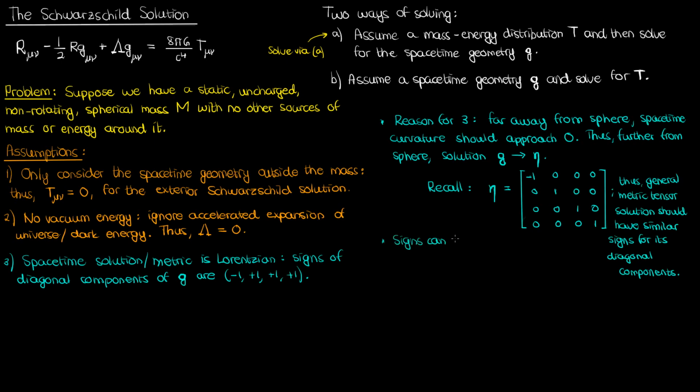Now, you can still have the signs of the diagonal components change, but they would have to change in a smooth, continuous manner, which is what happens at the event horizon for the Schwarzschild solution. But you can't have random patches of the spacetime surface with different signs on the diagonal components of the metric, because that would introduce jump discontinuities which are unphysical. We'll talk about the event horizon later on once we've derived our Schwarzschild solution, so don't worry if you don't know what that is right now.